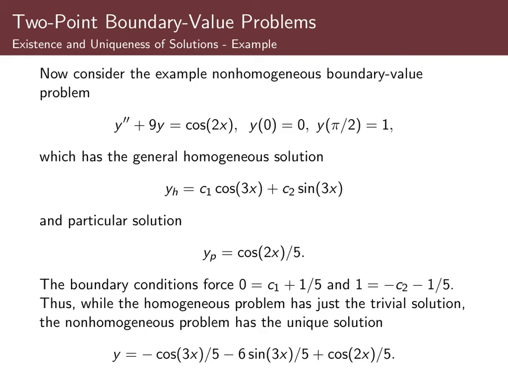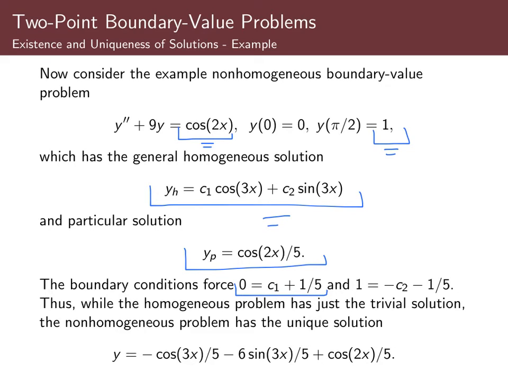On the other hand, consider this non-homogeneous problem where we have a right-hand side of cosine of 2x and a boundary value that's non-zero. We again get the general solution of the homogeneous equation, but we also get a particular solution, found via the method of undetermined coefficients, cosine of 2x over 5. Looking at what the boundary conditions force, 0 needs to be equal to c1 plus a fifth, and the second boundary condition tells us that 1 needs to be equal to minus c2 minus a fifth.